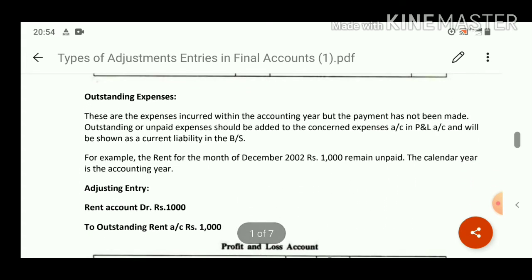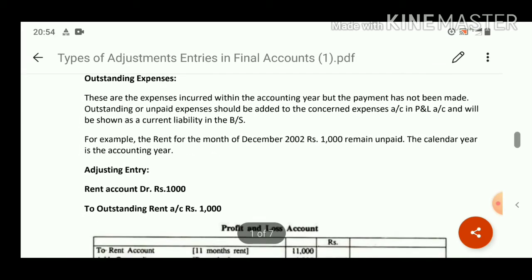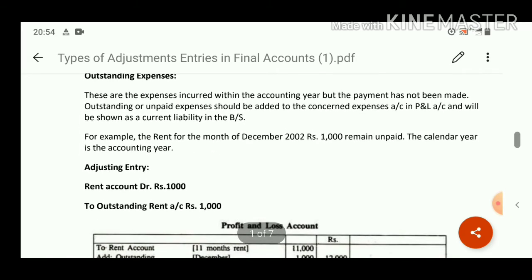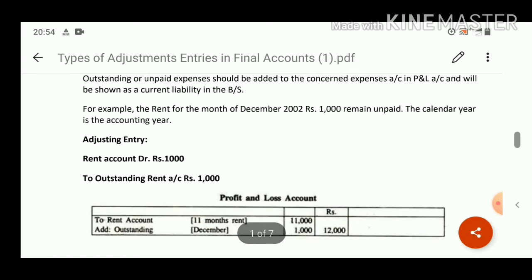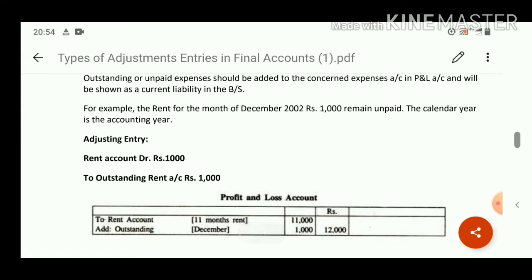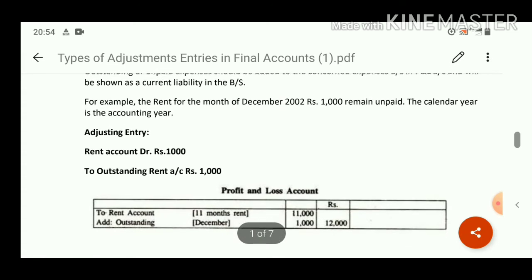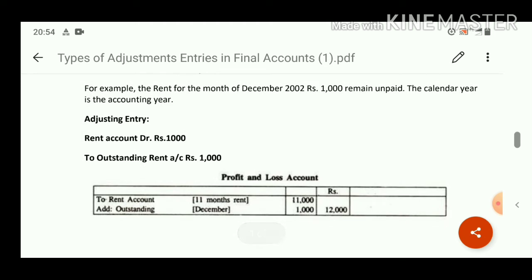Next one is outstanding expenses. Outstanding expenses are those that have been incurred within the accounting year but the payment has not been made. It could be outstanding rent, outstanding salaries, or outstanding bills that you are supposed to pay.